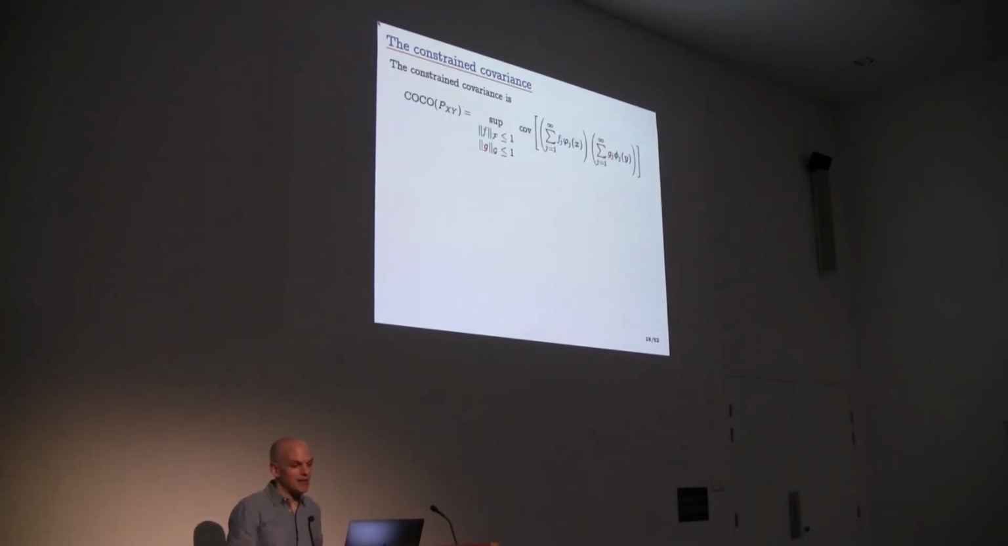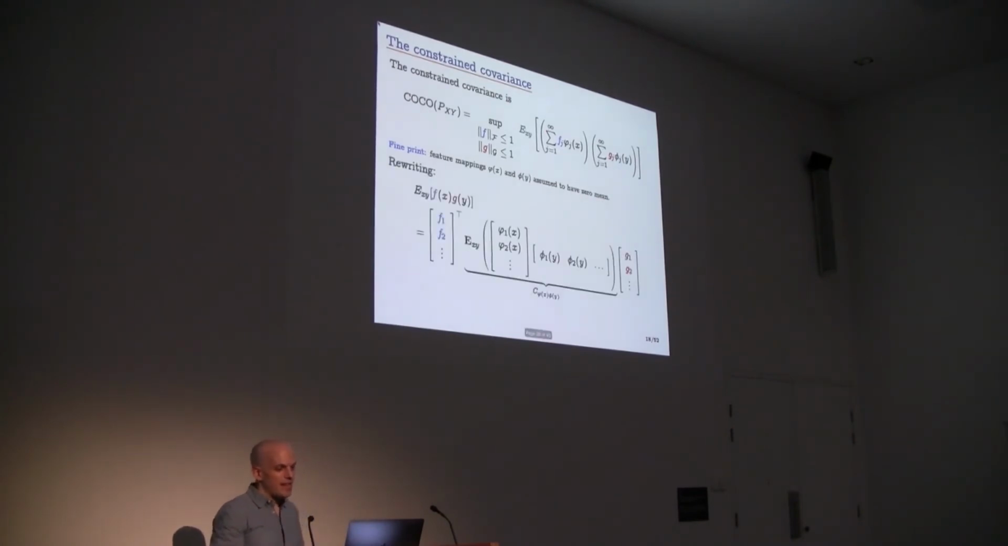So let's write this out. Remember that my function f of x, I'm going to write as the sum of features of x. My function g of y is the sum of features of y. If my features have 0 mean, I can replace this covariance by an expectation. So it's the expectation of the product of functions, assuming 0 mean. And then I can take this expectation inside, and now what I've got is a vector of coefficients f times this expectation of outer products of features of x and features of y times this vector of coefficients g. So what does this look like now?